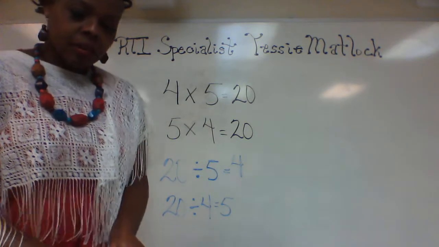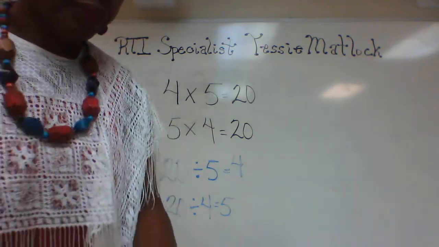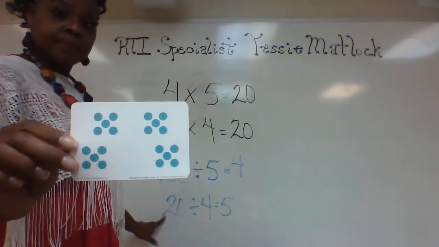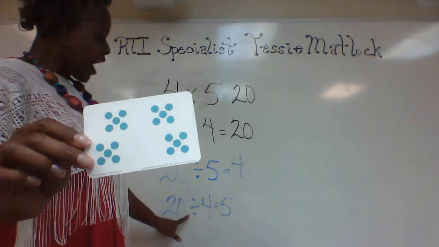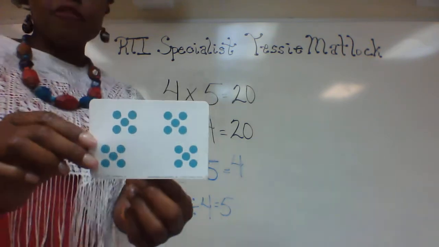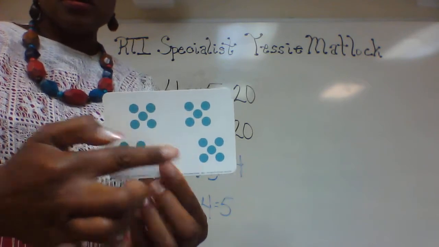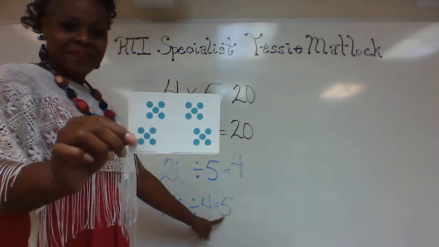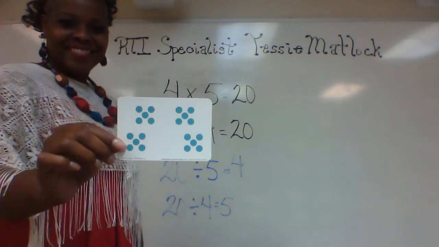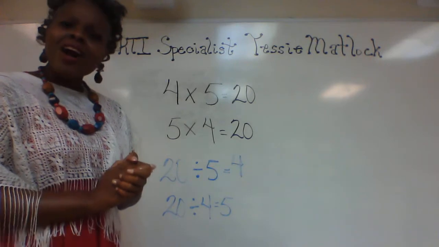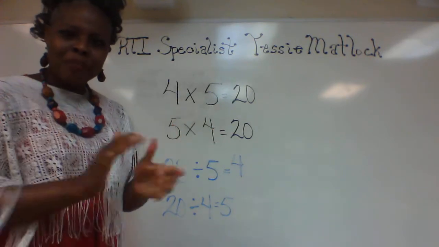So let's take a look. 20 divided by 4, because there are 4 equal groups of 5. You did a great job today. Awesome in our mini math moment.